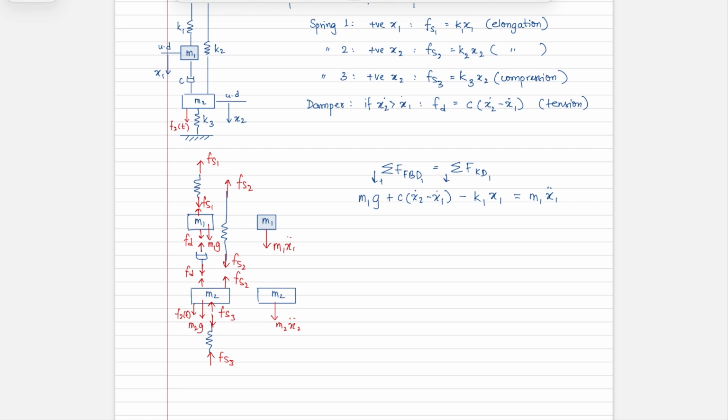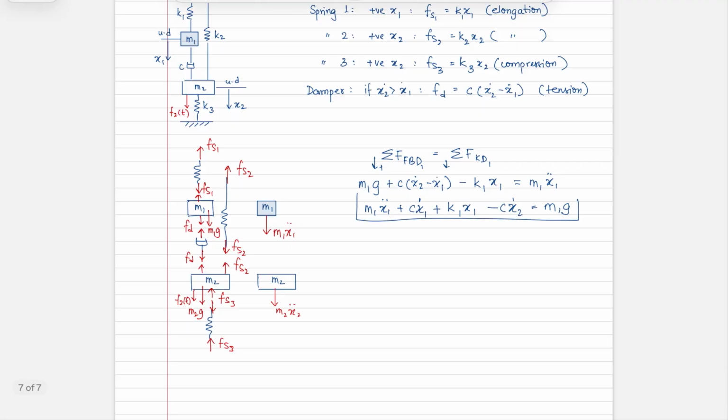So if you now rearrange the terms, you will get M1 x1 double dot plus C x1 dot plus K1 x1. So I've moved this and this to the other side. And now if I move this one to the other side, you will have minus C x2 dot, and then this here remains. So you have M1g. So this here is one equation of motion.